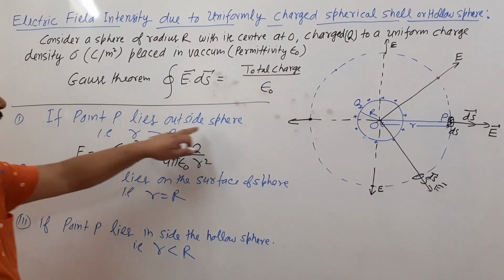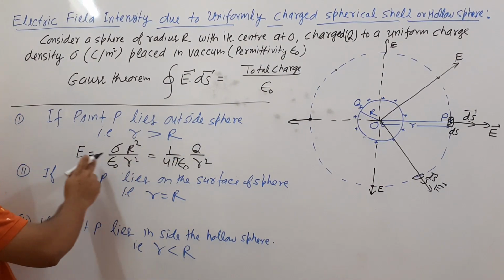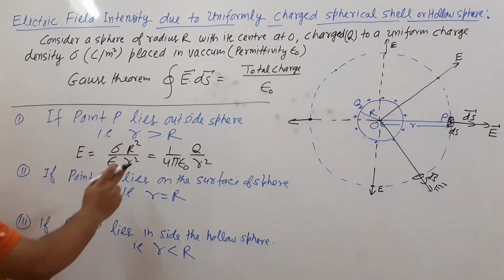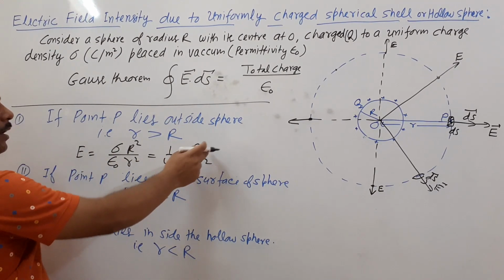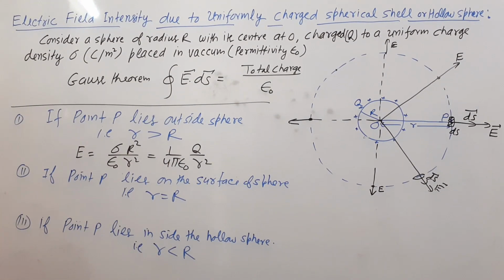If point P lies outside the sphere, meaning r is greater than R, I have told you E is equal to sigma R square upon epsilon naught r square, or 1 upon 4 pi epsilon naught Q upon r square. Q is the total charge given to the sphere.